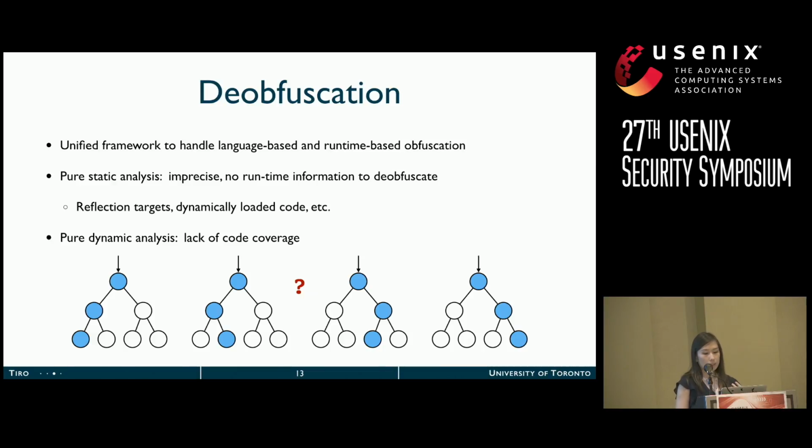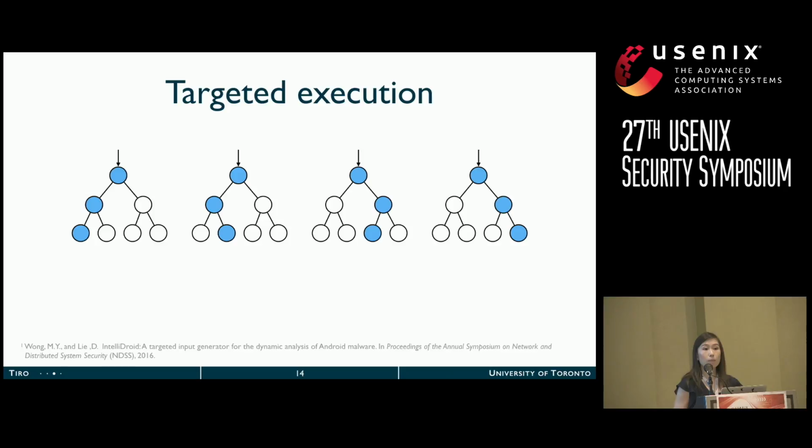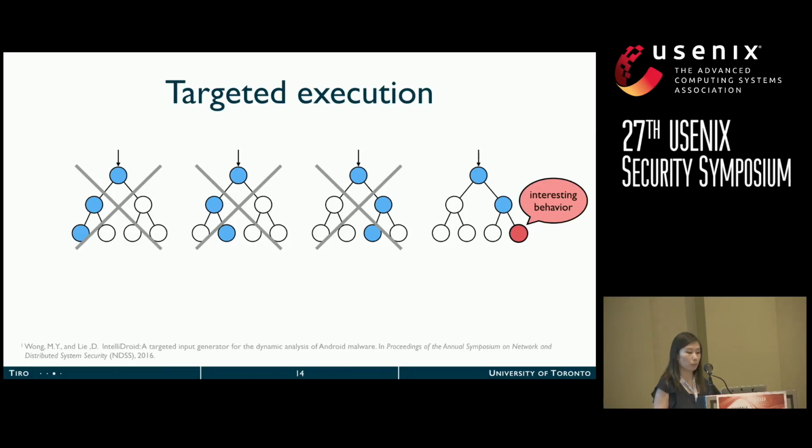We turned to the idea of targeted execution, which is something we've used in the past. The idea behind targeted execution is that when we're performing security analysis, a lot of the time we're interested in whether an application performs some interesting behavior. And more often than not, this interesting behavior only happens in a small part of the application's code. Therefore, trying to execute all of the paths in an application dynamically can be a bit of a wasted effort with respect to the security analysis we're trying to perform.